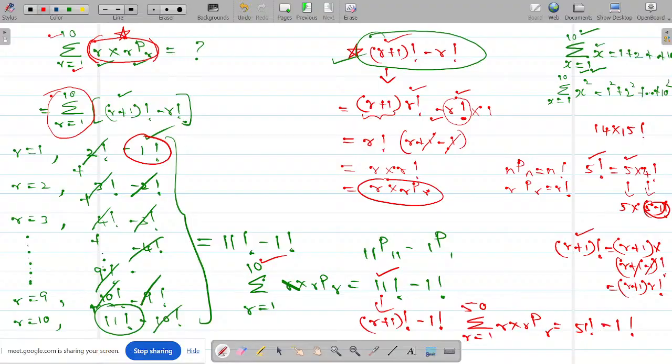So this was asked once in the exam like this. Probably it was given algebraically. Algebraic means they will not give a number as 50 or 10 or 11 or something like that. Instead, they would give this as R is equal to 1 to N, R into RPR. So what's the value? N plus 1 factorial minus 1 factorial, and 1 factorial is always 1 factorial. Yes, you can please make a note of it.